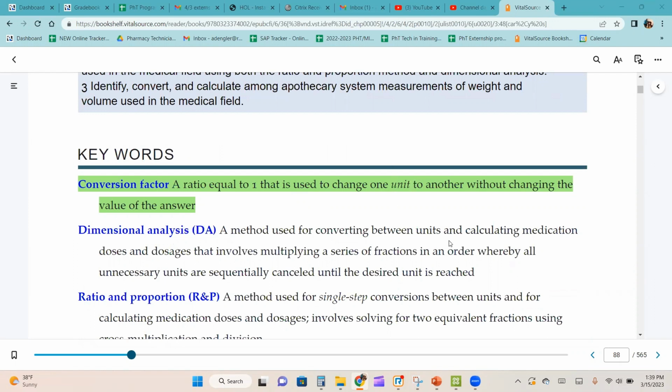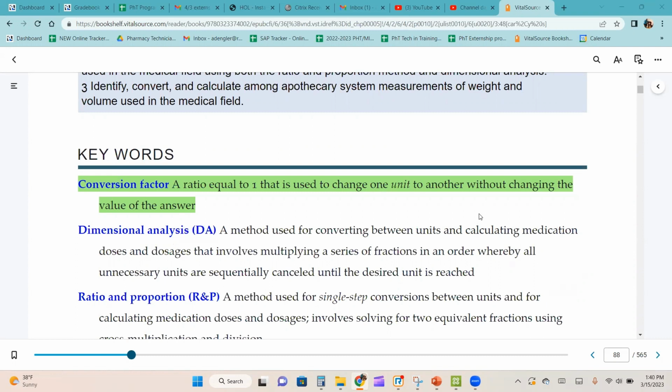So a conversion factor is a ratio equal to 1 that is used to change one unit to another without changing the value of the answer. Dimensional analysis, DA, is a way of completing these problems that the book goes a little bit more in depth with.